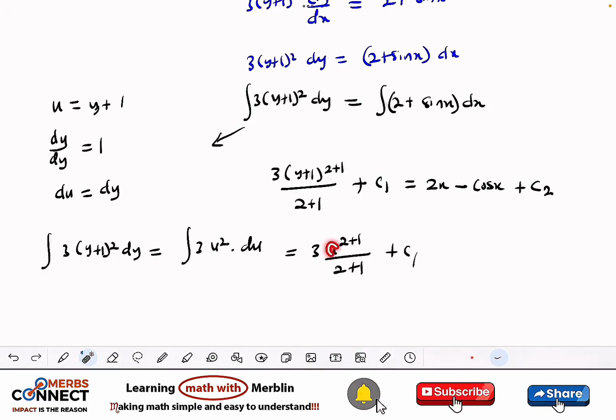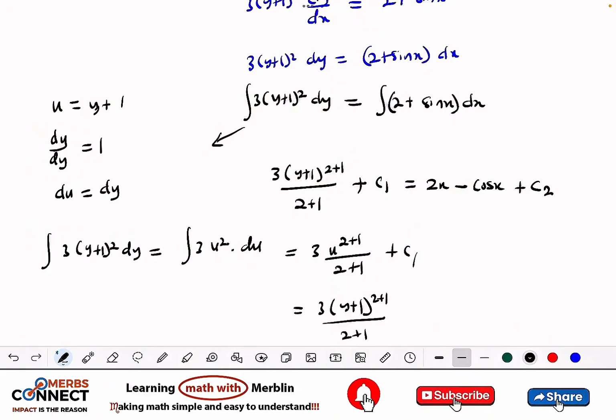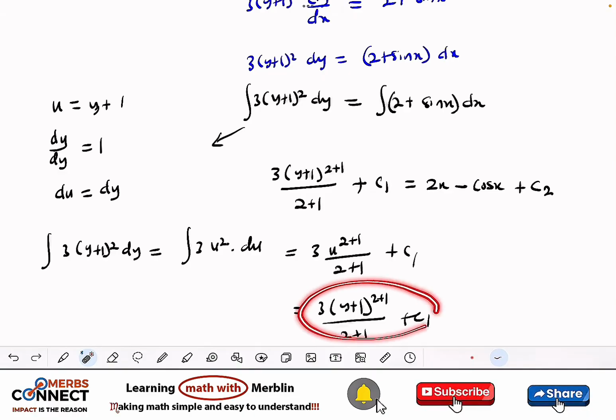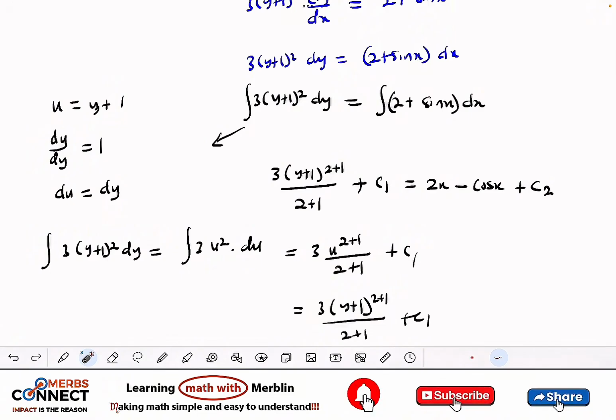But what is u? u is 1 plus y, and this is going to be (3y plus 1) to the power 2 plus 1 divided by 2 plus 1 plus c1. So you see that doing substitution, this is how we are going to get it. The idea is that when you are very good with integration, some of them you can just use your eye and do the integration without going through the substitution. Even with integration by parts, you can do it off mind and just write them without writing all these things.